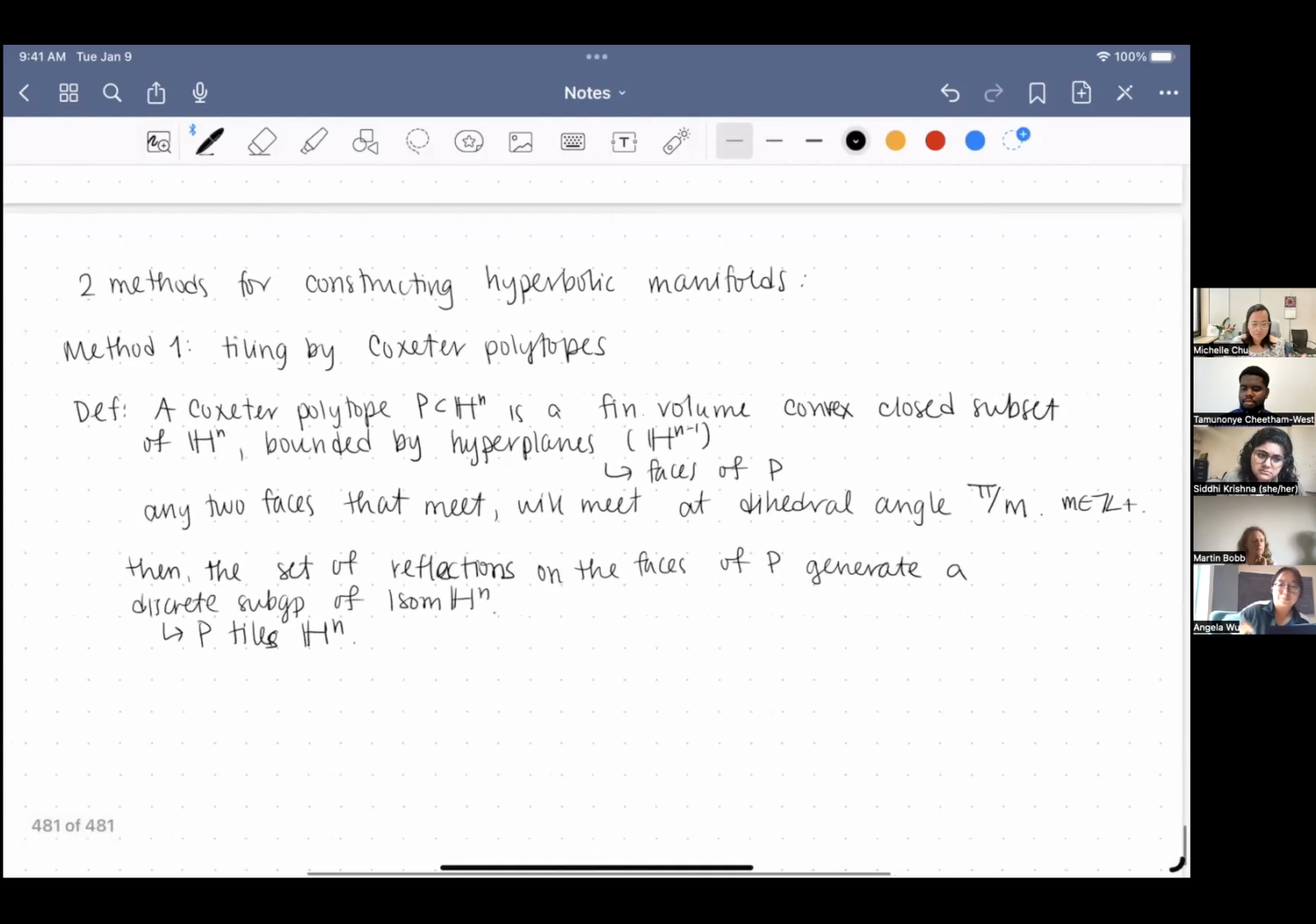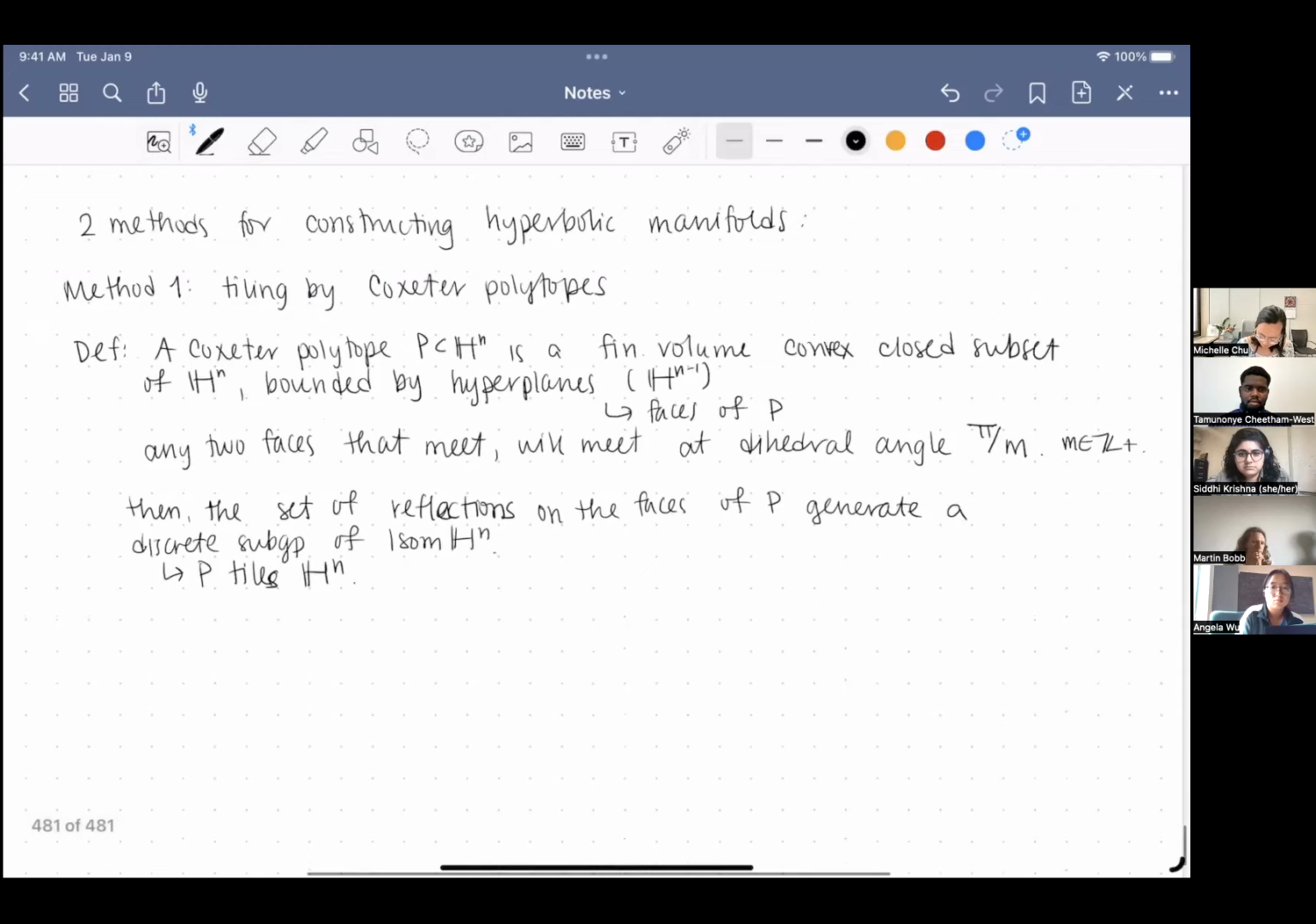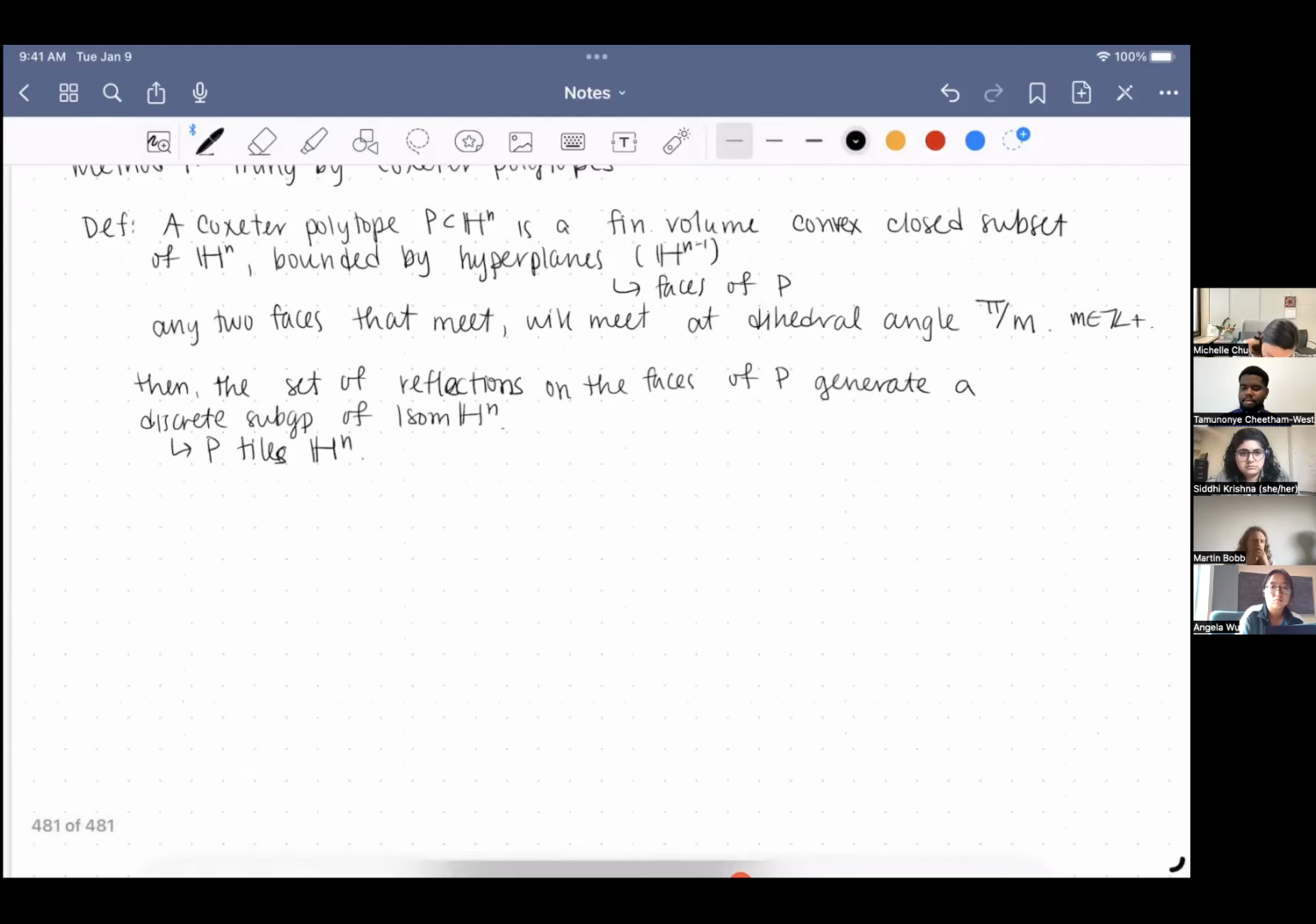And so one way that we can construct manifolds is that if we have a Coxeter polytope, we can use tiles of this corresponding to a manifold cover. So we'll get a manifold that's tiled by these tiles P. So let me draw an example. So here's an example in H2.